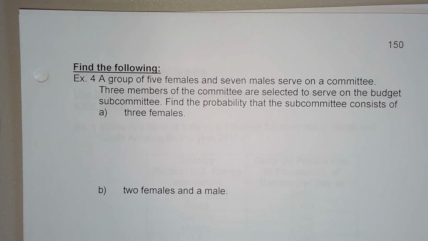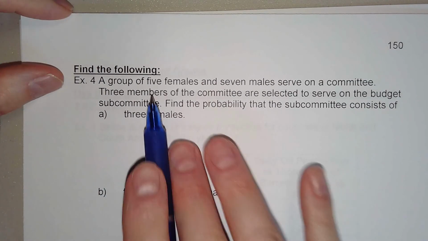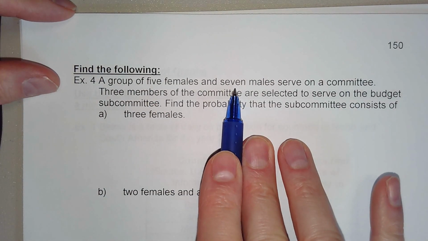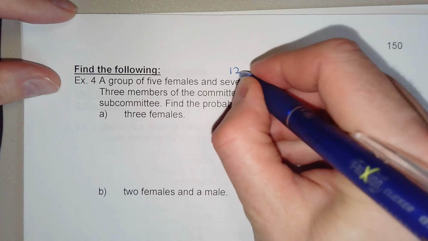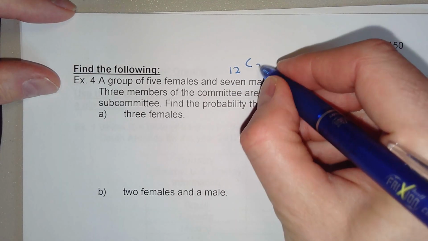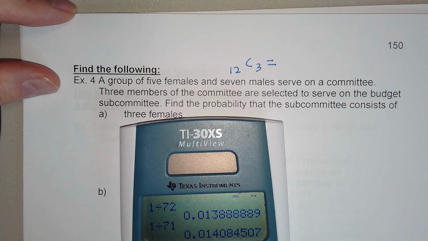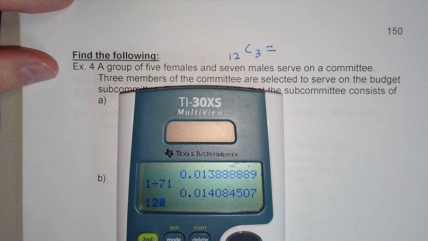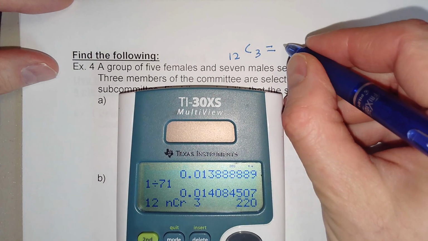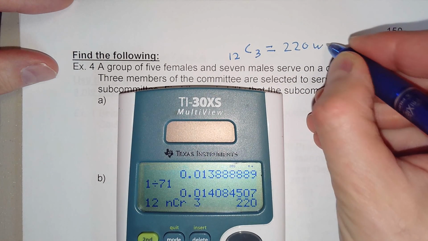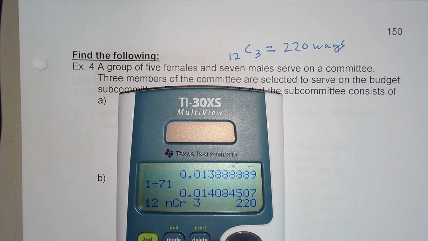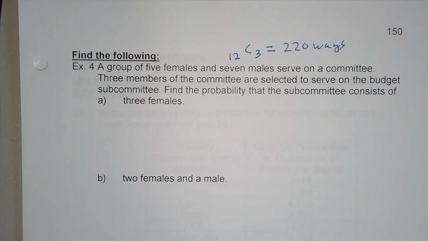So the first thing we've got to do is figure out what are the total number of ways we can select the committee. So you have 5 females and 7 males. That gives us a total of 12 people. And we're selecting 3. So this is just the number of ways the committee can be selected. So that's 220 ways. So that's going to be our bottom number on at least the first 3 examples.